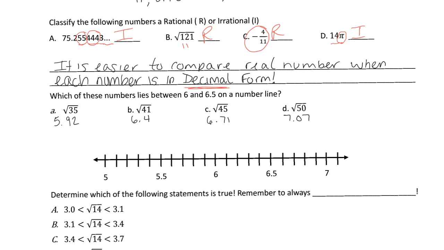Okay, so once I have these all in decimal form, you can clearly see which one lies between 6 and 6.5 because it's this one. But I would also just put these on the grid here. So this is square root of 35. This is the square root of 41. This one is the square root of 45. And this is the square root of 50. So the answer is B, right? Once you got your decimal, then I would also put them on the number line.